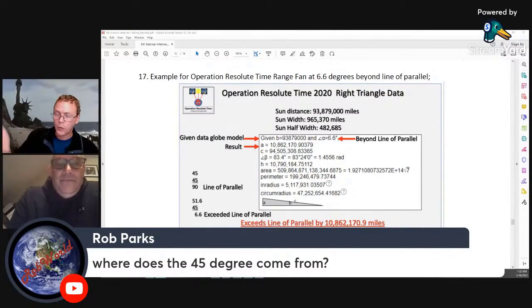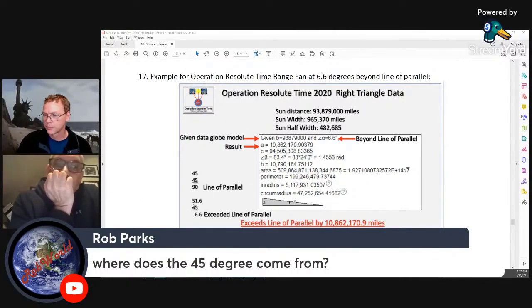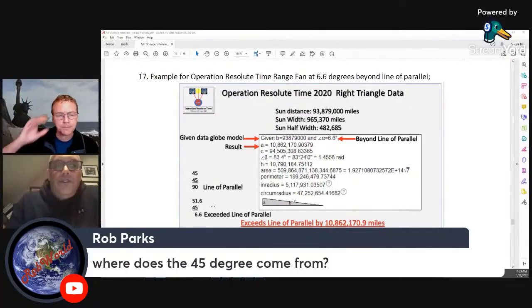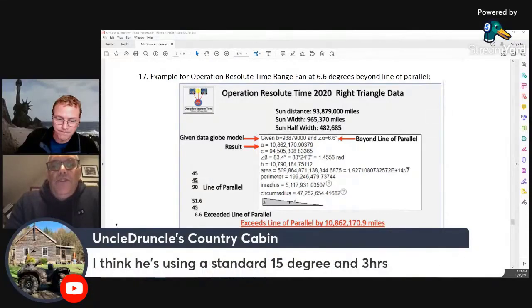He says, where does the 45 degree come from? This one right here, 45 degrees. This is where you get the 6.6, right? You said 6.6 is wrong because you measured 51.6. You subtract the 45. Where does 45 come from? So look at your little numbers above it where it says line of parallel. So you've got 45 and 45. The bottom number is your observer angle to that object at that time. Your top number is your measured angle. So you can get 45 degrees to the sun and still be on the sun. You're okay at 45 degrees. At 46, you go off the sun. You're pulled off the sun.